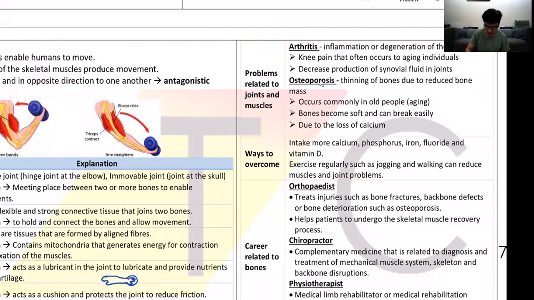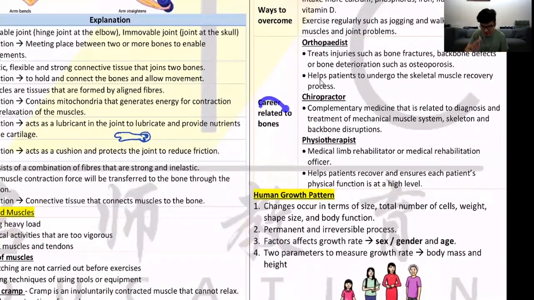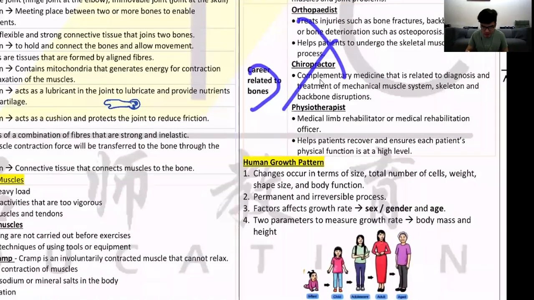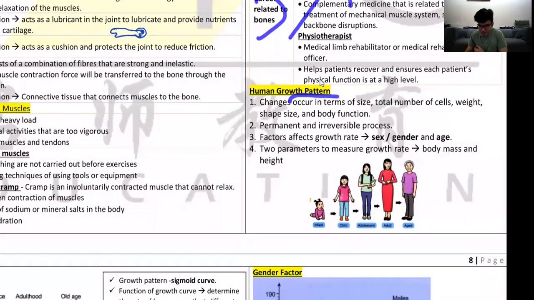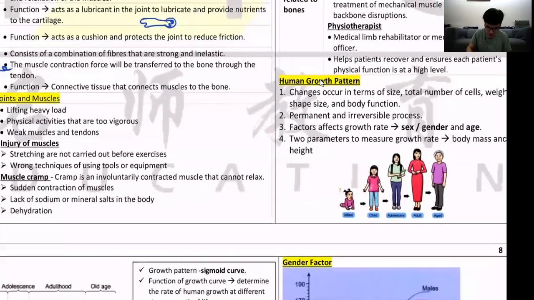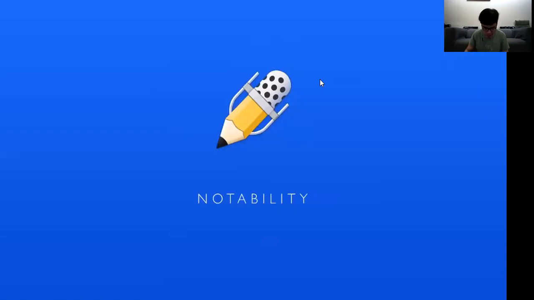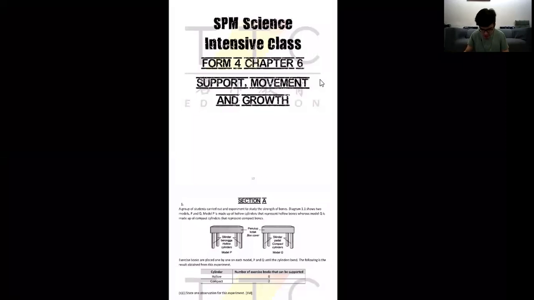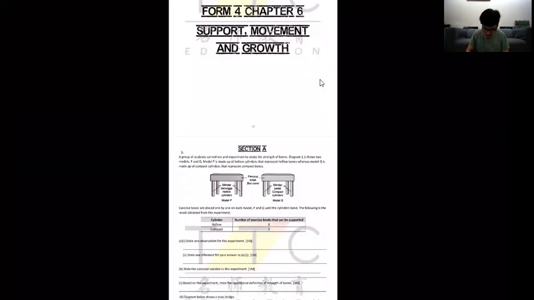All right, so career, read this yourself, not related, not important. So human growth pattern, I'll go into this next week, which is the growth curve here. I'll talk about this next week. All right, so let's go to our exercise, shall we? Let's go into our exercise. Page 18.